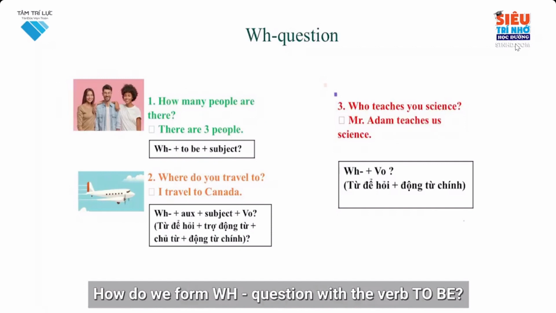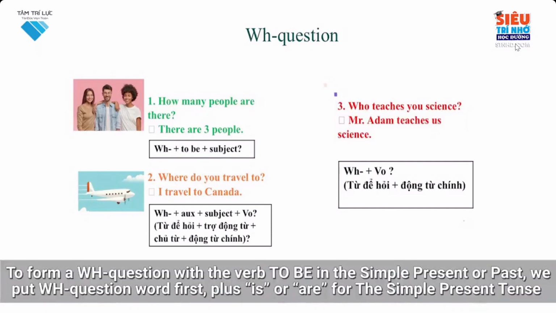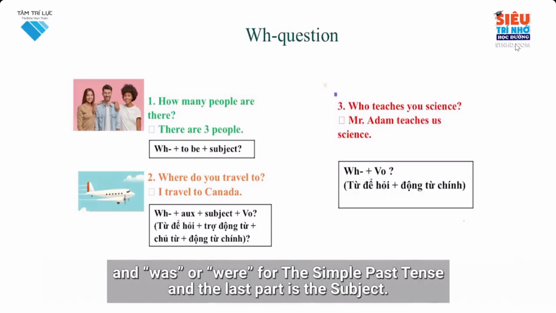How do we form WH question with the verb to be? To form a WH question with the verb to be in the simple present or past, put WH question word first plus is or are for the simple present tense, and was or were for the simple past tense, and the last part is the subject.